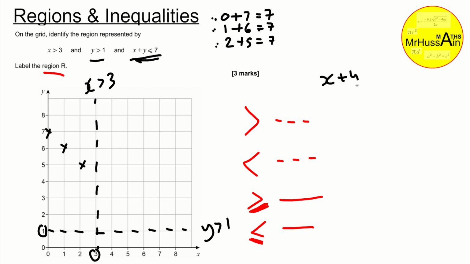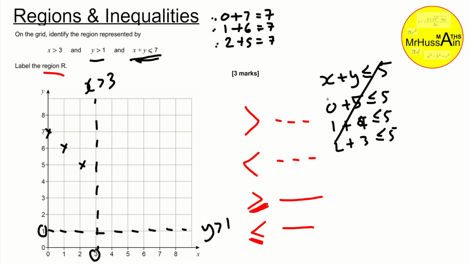If it was this, you would say, well, x is 0, so y must be 5. x is 1, so y must be 4. But you need to add up to 5. x is 2, y must be 3 for it to add up to 5. And that's how you would plot that, if that was the question.